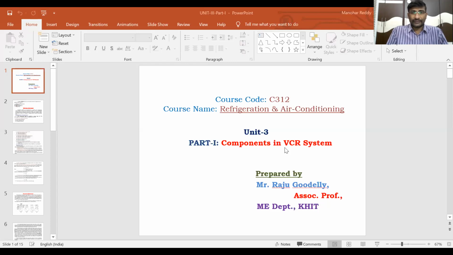In this third unit, we are going to study the different types of components, the classifications of these components, and their working. Clear? In this third unit, first of all, we are going to study about refrigerant compressors. Refrigerant compressors. This is the third unit.